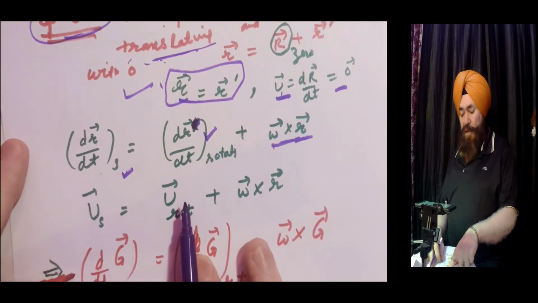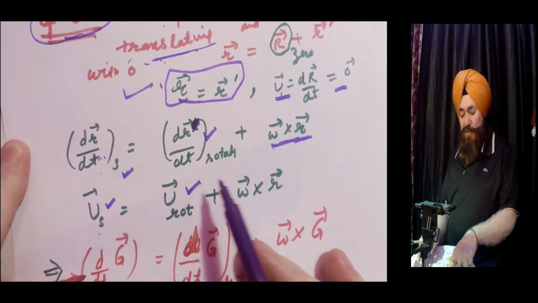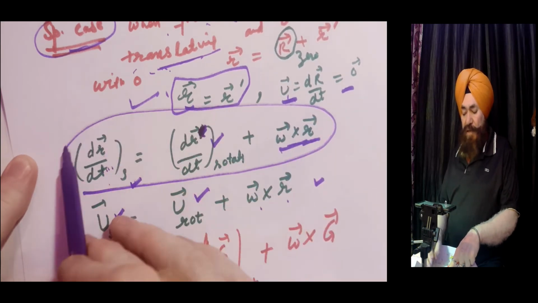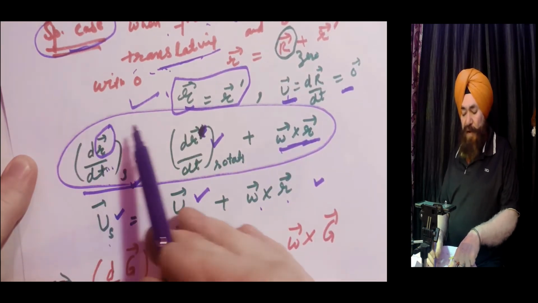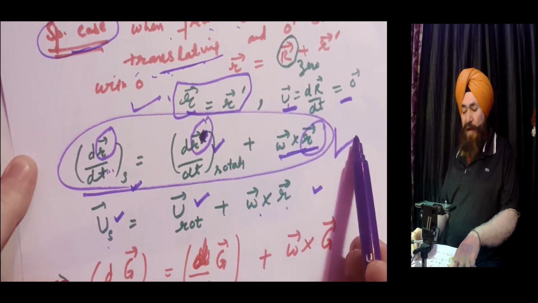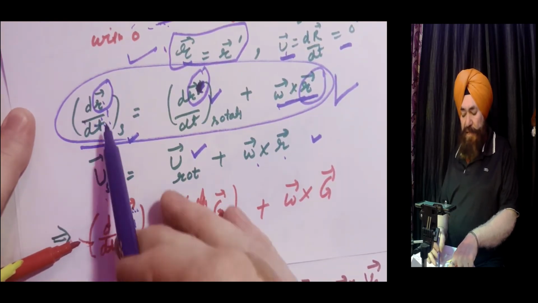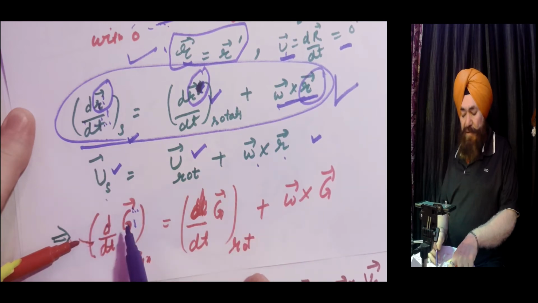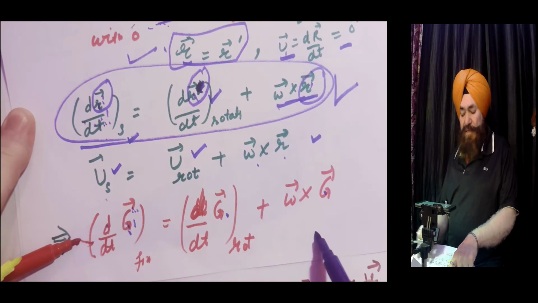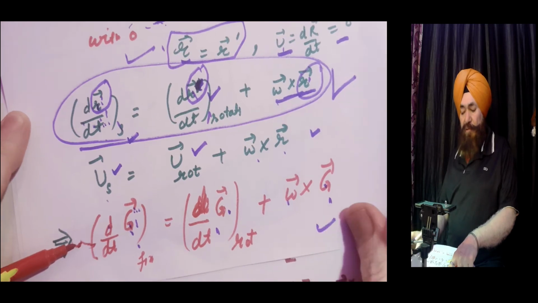Now this is the velocity of the particle with respect to the rest frame, and with respect to the rotating frame, omega cross r. This relation is applicable here for the r vector, but in general it is applicable for any vector like a G vector. If I write capital G vector instead of r vector, this is true: fixed, rotating, and this one.